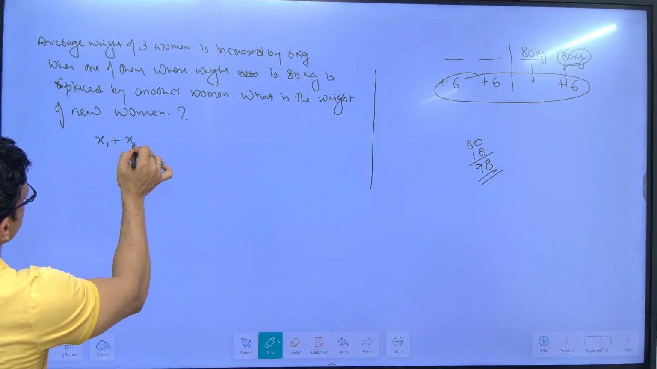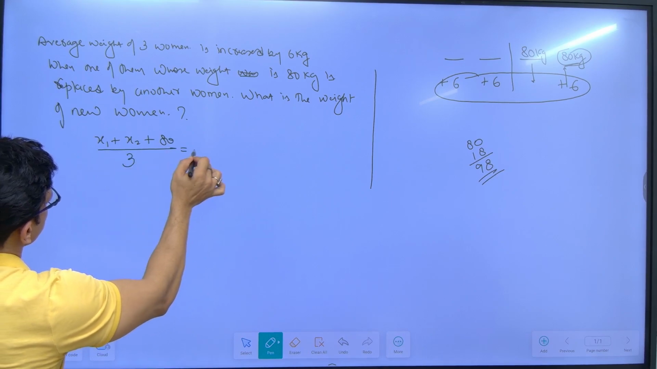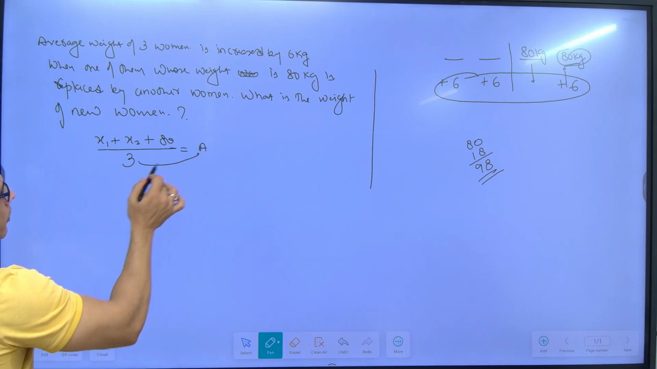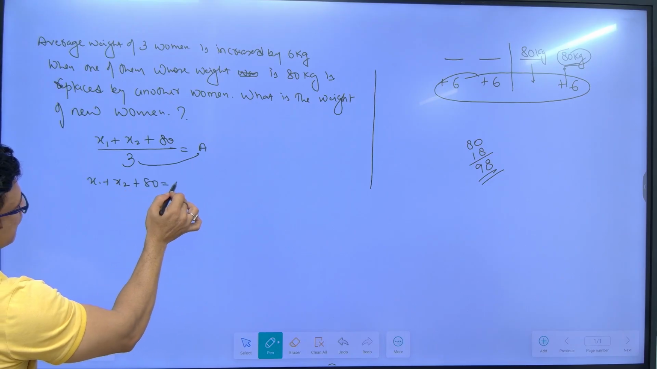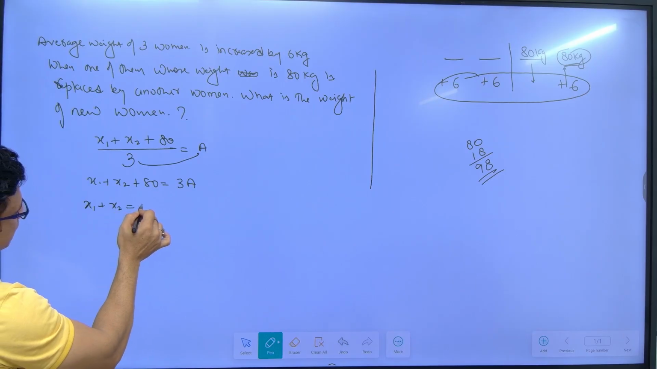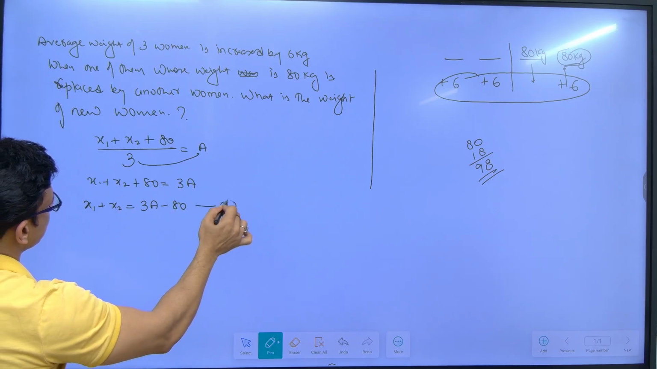x1 plus x2 plus 80 kg, divided by 3, is the initial average, A. Move the 3 to the other side: x1 plus x2 plus 80 is equal to 3a. So what is x1 plus x2? It is 3a minus 80. That is the first equation. Any doubt?